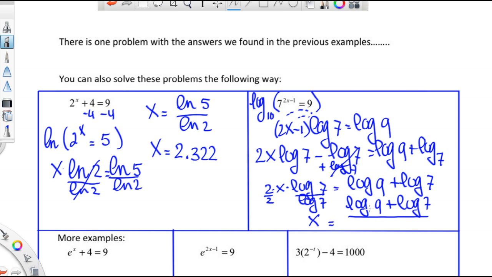The actual answer is log 9 plus log 7, divided by 2 times the log of 7. Keep in mind I'm dividing by 2 to get rid of the multiplication here, and log 7 to get rid of the multiplication there. Then you should be able to put that in your calculator. So if you put that in your calculator, what x do you get? Okay, I'm going to go back to the calculator one more time, if I can find it.